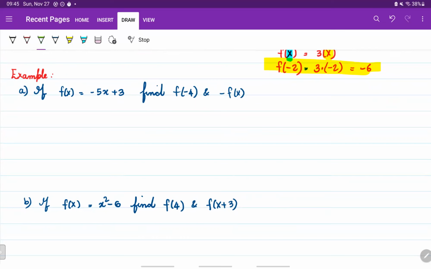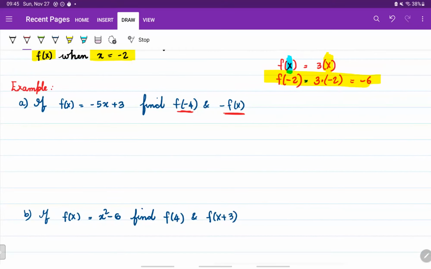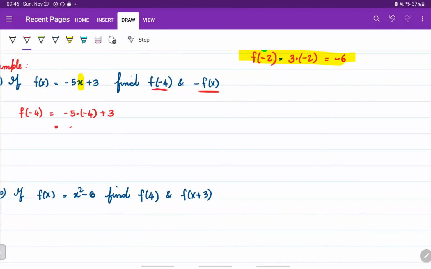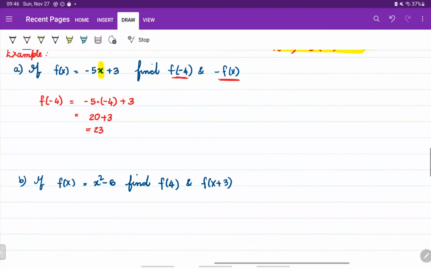Okay, we are given if f of x is negative 5x plus 3, we want to find what is f of minus 4 and what is minus f of x. Let us do this one by one. We first do f of negative 4, which means wherever there is an x, you substitute it with a negative 4. So we have minus 5, and instead of x, it becomes negative 4, plus 3. So negative 5 times negative 4 would give us 20 plus 3, just 23. So f of negative 4 is 23.